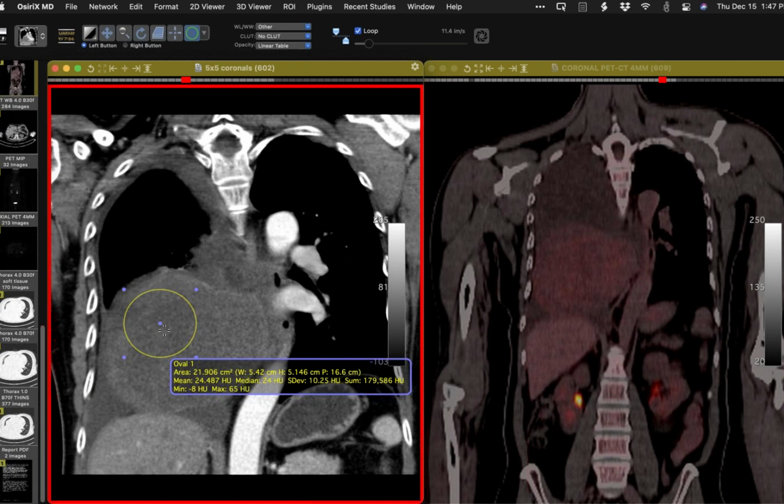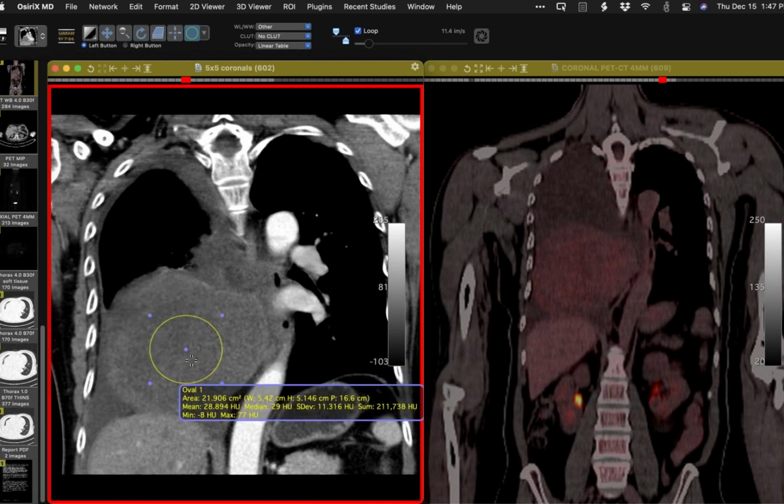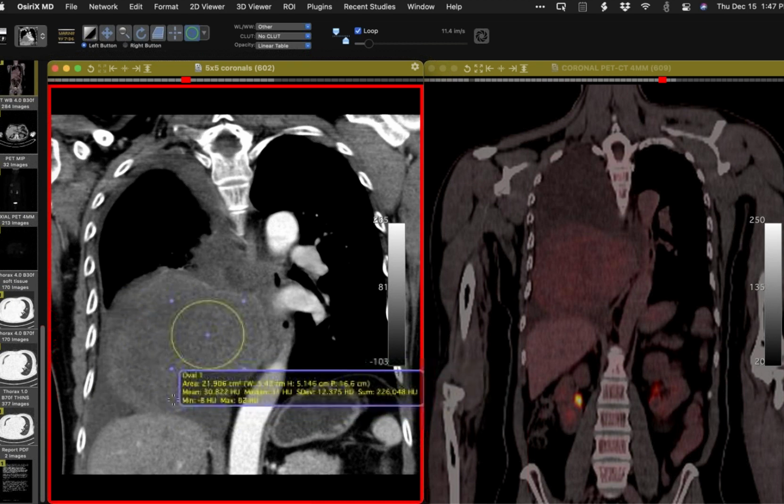What is that, 25? Yeah, that's not bad for a mucus-filled cyst. 30. But you've got to expect an effusion with cells in there. The bronchogenic cyst cells are taking up and metabolizing glucose in the interior, right? Albeit not very hot.